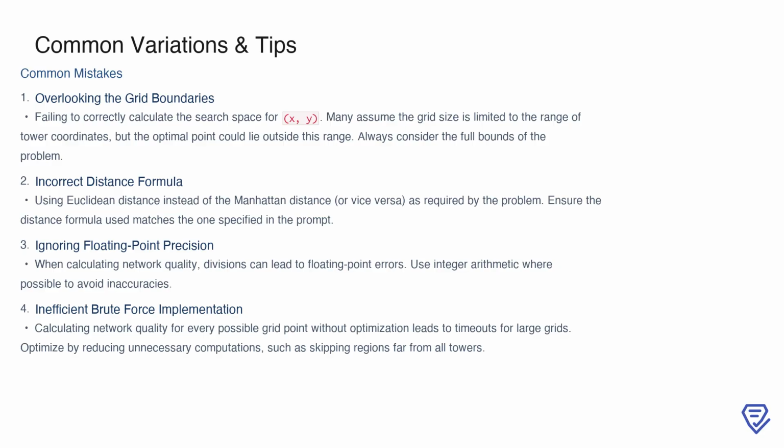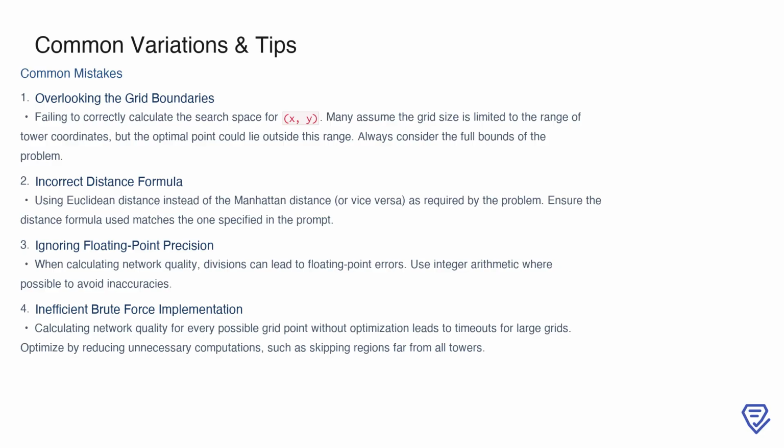Another common error is using the wrong distance formula. The problem might specify Euclidean distance or Manhattan distance, and using the incorrect one can lead to completely invalid results. Pay close attention to what the prompt specifies. Additionally, ignoring floating point precision is another frequent issue. Calculations like divisions in network quality can lead to small but impactful inaccuracies if floating point arithmetic isn't handled carefully. Whenever possible, use integer arithmetic to keep calculations precise.